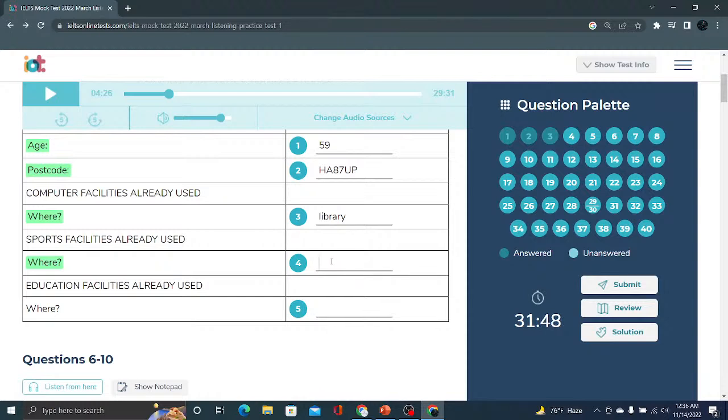She just asked what about local sport facilities, and he replied that yes, I get down to the swimming pool at least twice a week. So the answer would be swimming pool. Swimming, S-W-I-M-M-I-N-G, swimming pool. Okay, so education facilities already used.